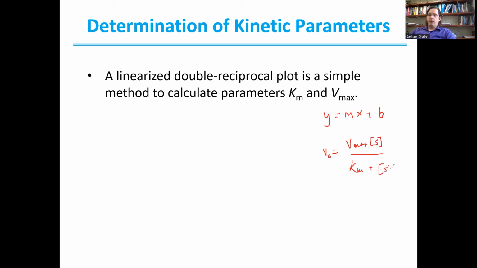If we take a double reciprocal of this, that means inverting both sides of this equation. So we would go 1 over our initial rate equals Km over Vmax over the substrate plus the substrate over Vmax times the substrate.